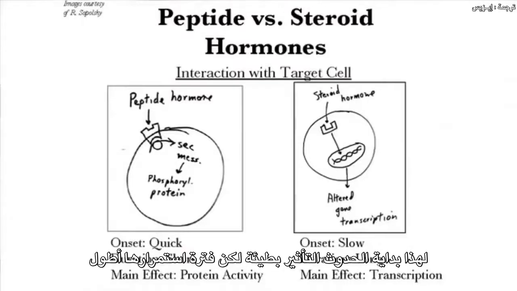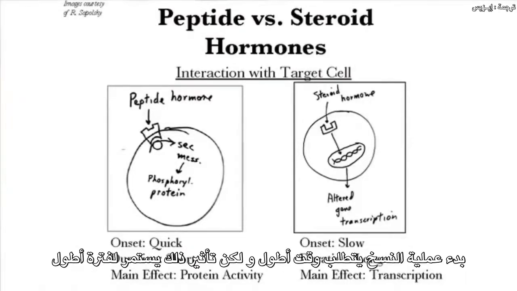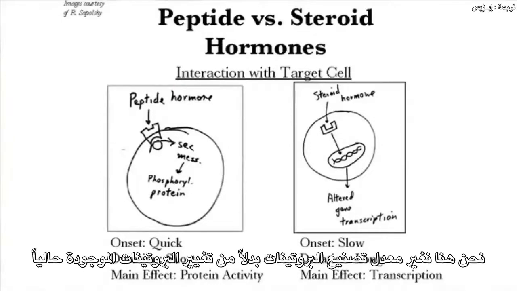The onset is slower and the duration longer. It takes longer to start these transcriptional processes, and it's lasting a lot longer. We're changing the rate of synthesis of proteins rather than changing the proteins that currently exist.